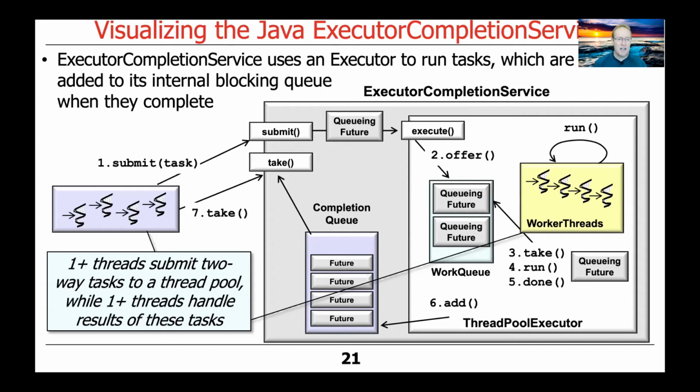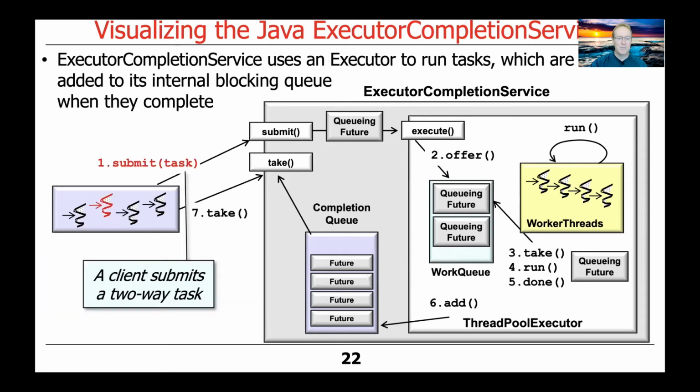On the left-hand side of the screen, we've got a bunch of threads, and some of them will be submitting and some of them will be taking. They could alternate going back and forth, no problem. So in a nutshell, we have one or more threads submitting two-way async tasks to the thread pool, and one or more threads handling the results of these tasks. And by the way, we also have one or more threads in the thread pool itself to process the tasks that are submitted to it.